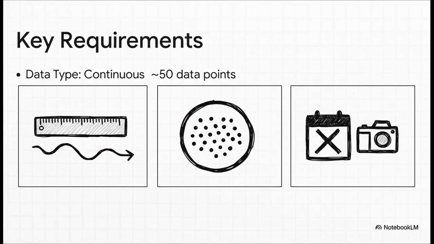Okay, before we go any further, just a few quick ground rules. Frequency plots are at their best when you're working with continuous data, things you measure like height or temperature, not things you just count. For a good picture, you'll want at least 50 data points. And this is a big one. We're using this to look at a snapshot in time, not data that changes over time.